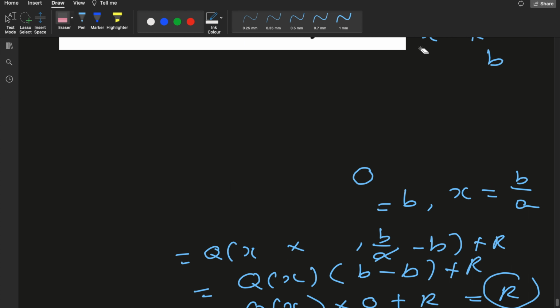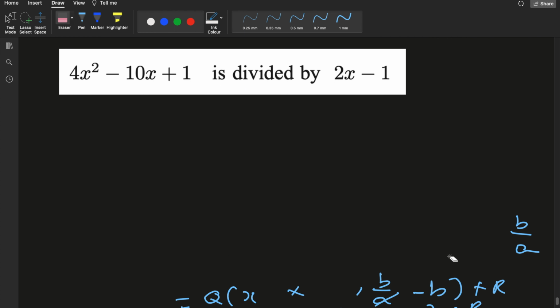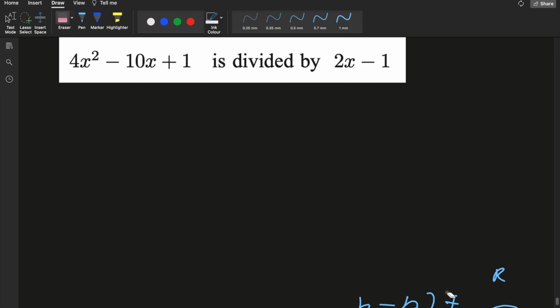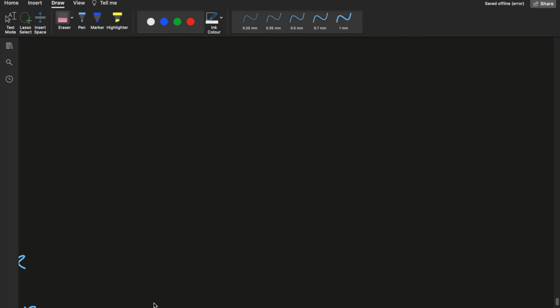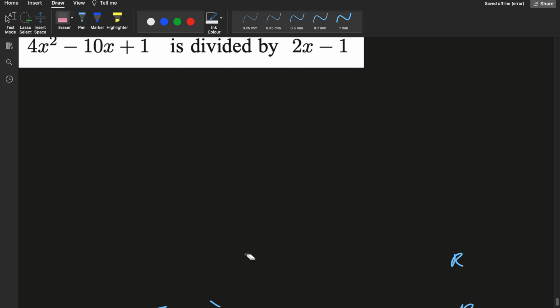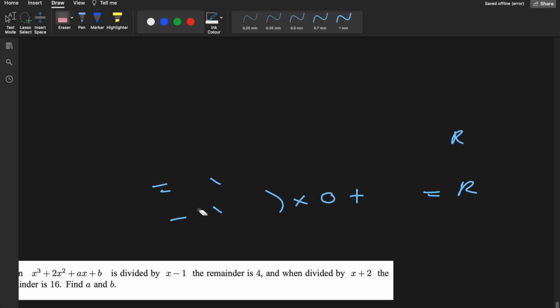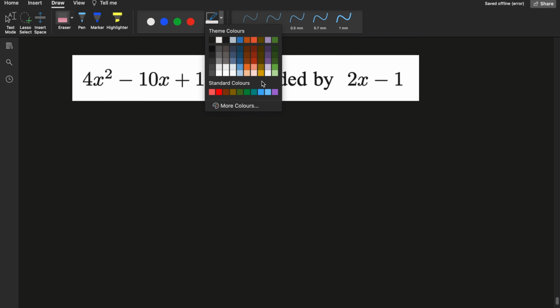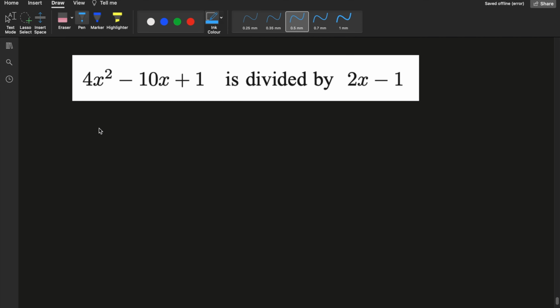So let's read the question. We have to find the remainder when the polynomial 4x squared minus 10x plus 1 is divided by 2x minus 1. Okay, so here the divisor is 2x minus 1. We equate this to 0, we get x equals 1 by 2.